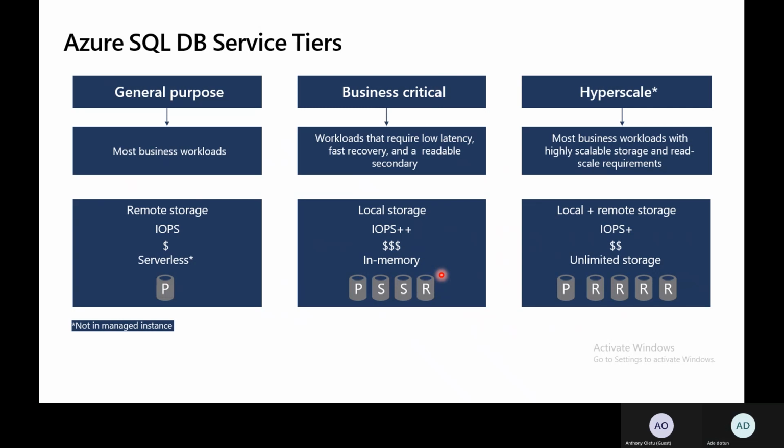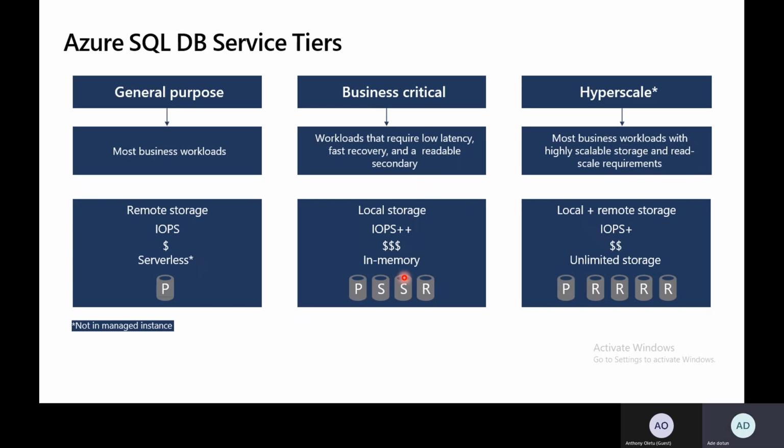It's better they have what we call in-memory. It's like a temporary memory. So we just quickly cache the information and make it more readable and faster. So the third type is the hyperscale.